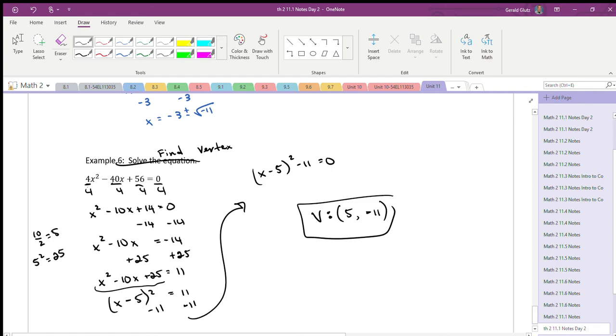So as you can see, once you get into vertex form, it's really easy to find the vertex. So that's why we are completing the square to put it in this form, to make it easy on ourselves. And that's it for the notes.